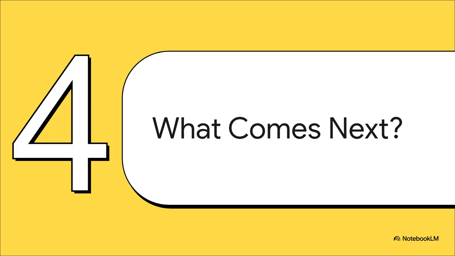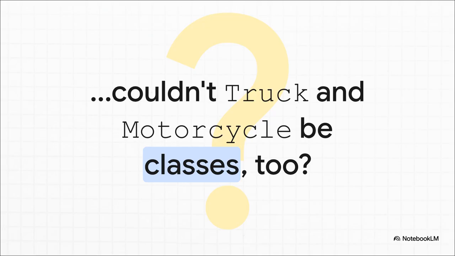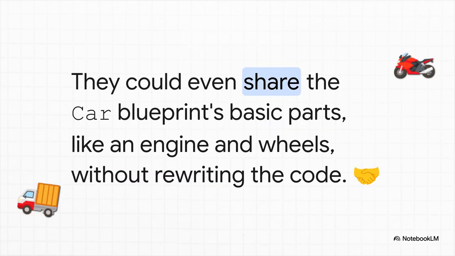So, we've nailed down the absolute core of OOP, classes and objects. But this way of thinking, it opens the door to even more powerful concepts. To finish up, let's just peek at where this logic naturally takes us next. So think about it. If a car gets its own class, its own blueprint, then it just makes sense that a truck and a motorcycle could be their own classes too, right? Of course they could. But hold on. A car, a truck, a motorcycle, they all have things in common, don't they? They all have an engine, they all have wheels. It would be a total waste of time to redefine those basic parts in every single blueprint.